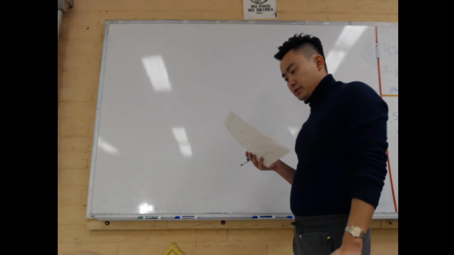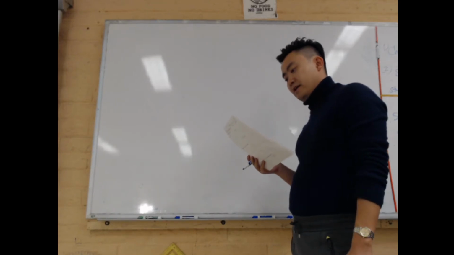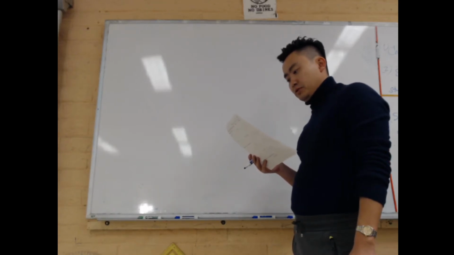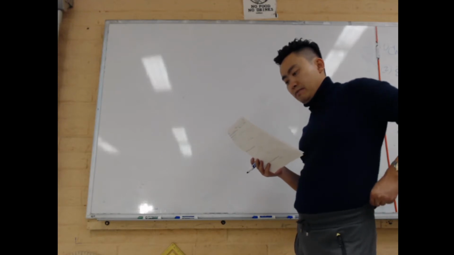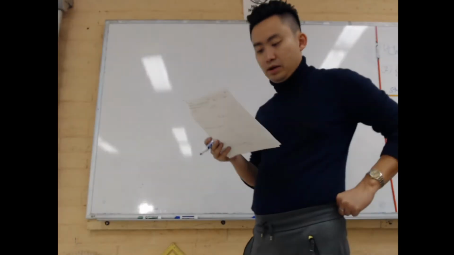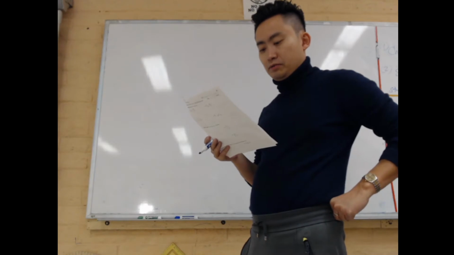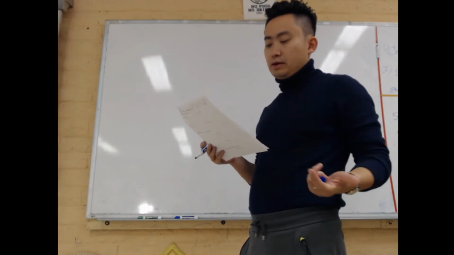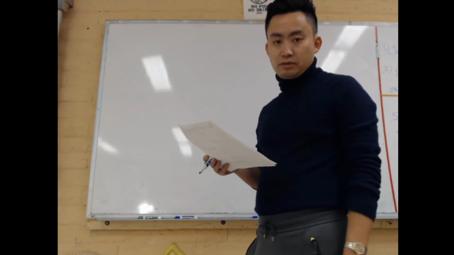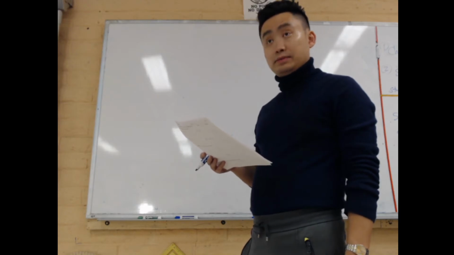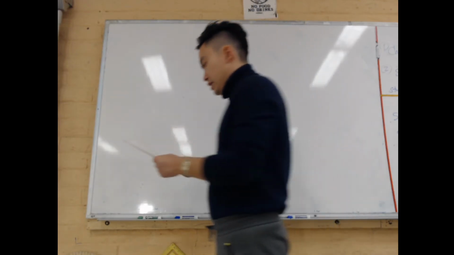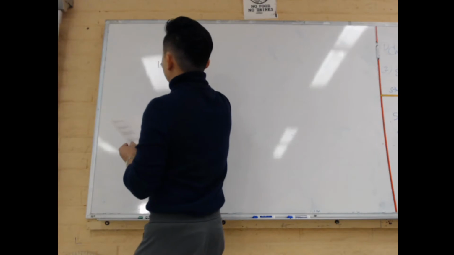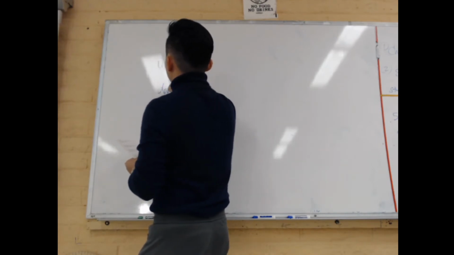For number 3, it's showing that the speed of the boat in still water is 5 miles per hour. If the boat travels 3 miles downstream in the same amount of time it takes to travel 1.5 miles upstream, what is the speed of the current? One thing that you need to do is to highlight the key numbers, and also you want to set up the table or the chart. We have two different directions, upstream and downstream.